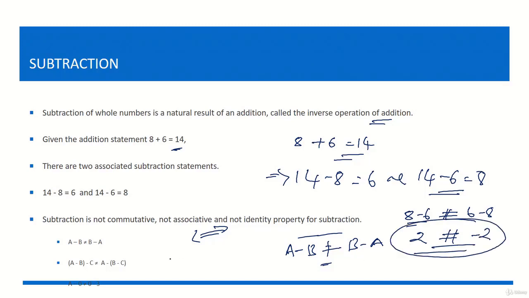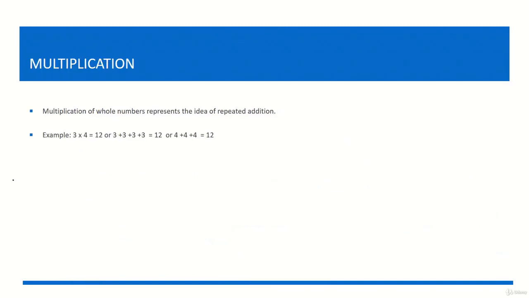Similarly, for the identity, see, a minus 0. For example, 7 minus 0 is equal to 7, but 0 minus 7 is not equal to 7. It is going to become a negative number. So that's why there is no property involved in subtraction. Right. So let us take multiplication.